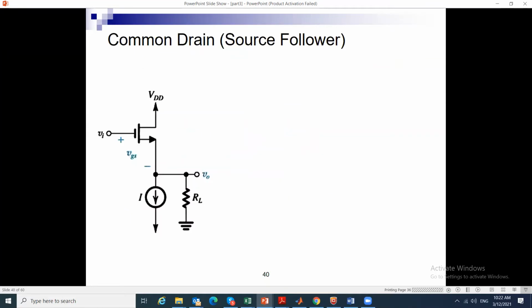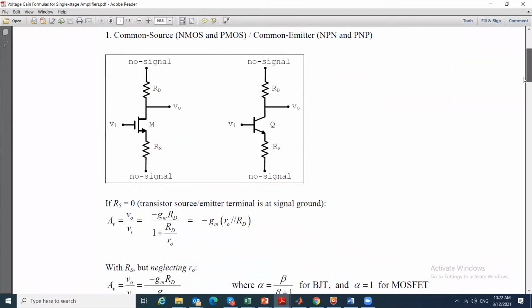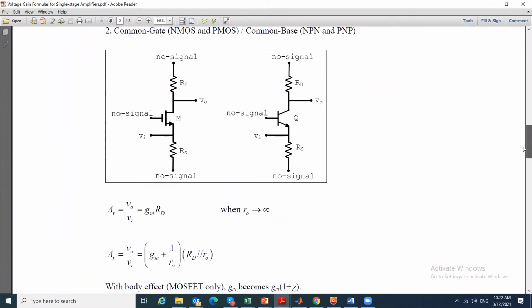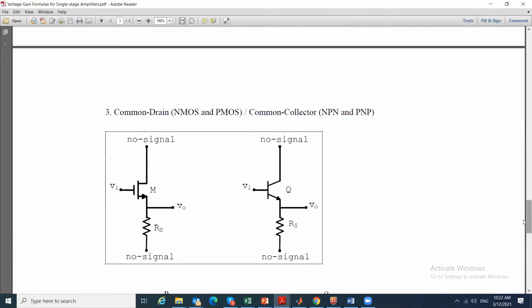Now the third and the last type, which is the third gain in the gain sheet. We have the common source, common emitter, common gate, common base. So the third node is the drain, and in this scenario I have the common drain. The only thing about the common drain or common collector is that typically the drain node or the collector node is connected to VDD, so it is no signal, so it is directly shorted. There is no resistance.